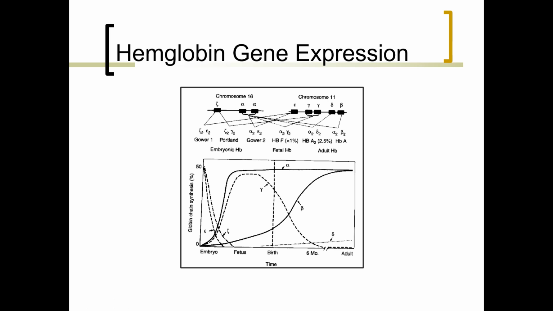The genes for hemoglobin expression are chromosome 16 and chromosome 11, and you can see which genes are on which chromosome.